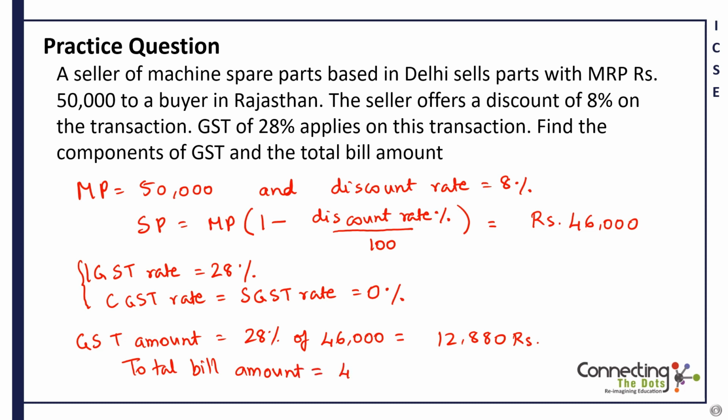So the total bill amount can now be calculated, and that is the selling price plus the total tax amount, and that gives us the total bill amount 58,880 rupees. That's the final answer. And this is how these questions can be done. First apply the discount, calculate the selling price, and then apply the tax.